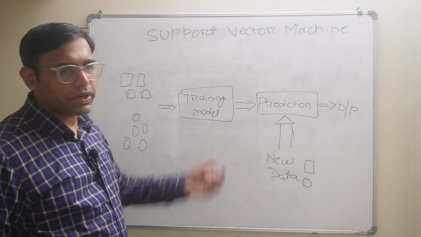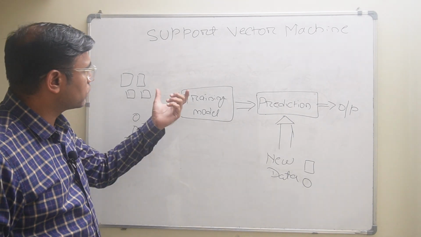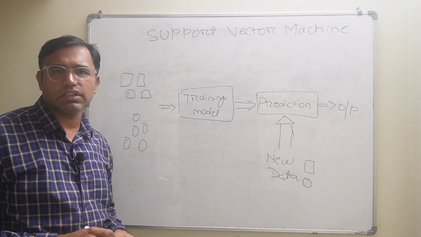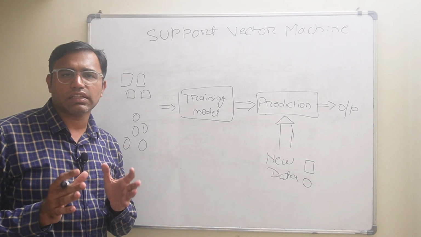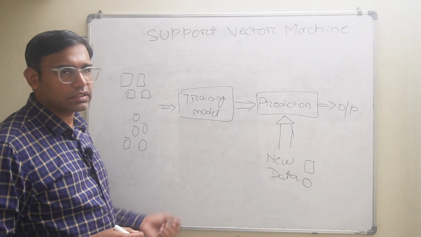Now, support vector machine is a supervised machine learning algorithm which is generally used for classification and regression, but most of its applications are in classification of the data. So, before starting this algorithm, let's take this example.